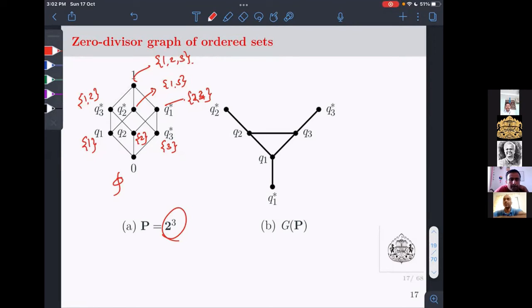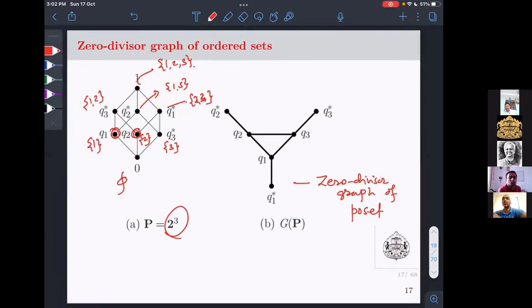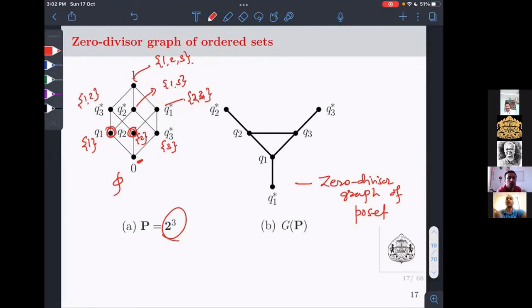Now let us come to the zero divisor graph of a poset. How to define it? What we have to do is pick up two elements, for example this element and this element. What is the lower cone of these two elements? What is the meet of these two elements? Now you can see that zero is the only element which is below.